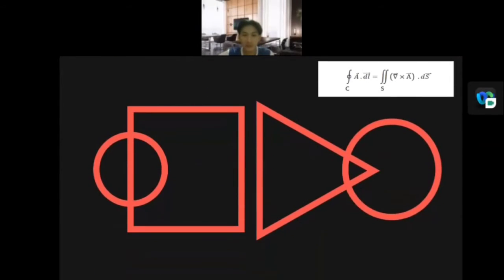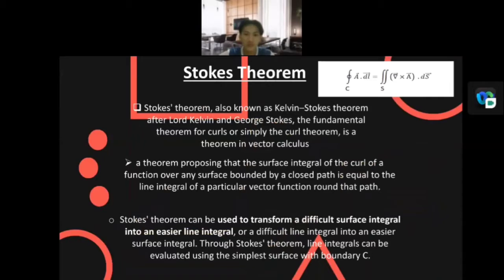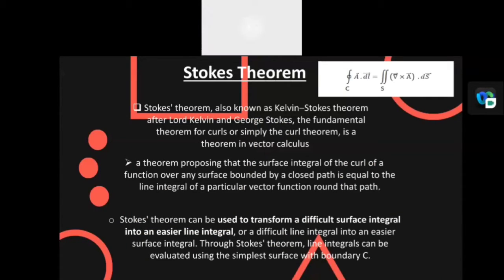For the past 2 weeks, I've been studying two chapters that I think are closely related to our engineering process: first the Stokes theorem, and the second one, the triple integral in spherical coordinates. First of all is the Stokes theorem. In general, Stokes theorem, also known as the Kelvin-Stokes theorem, after Lord Kelvin and George Stokes, is the fundamental theorem for curves, or simply the curl theorem.